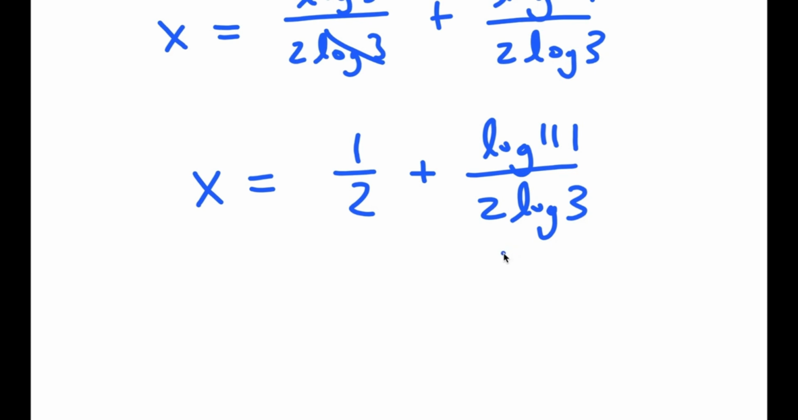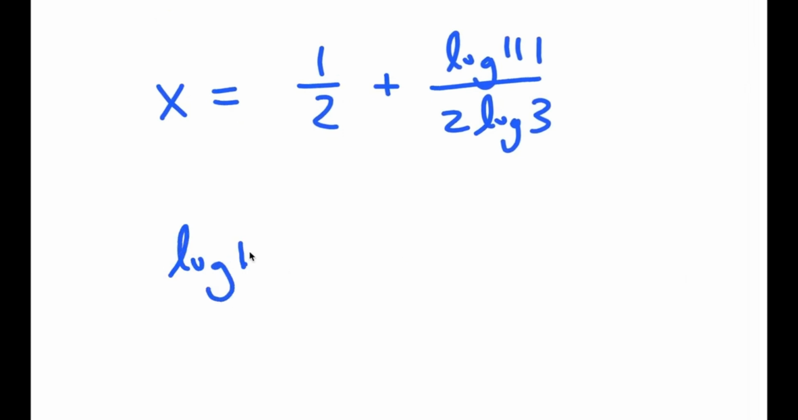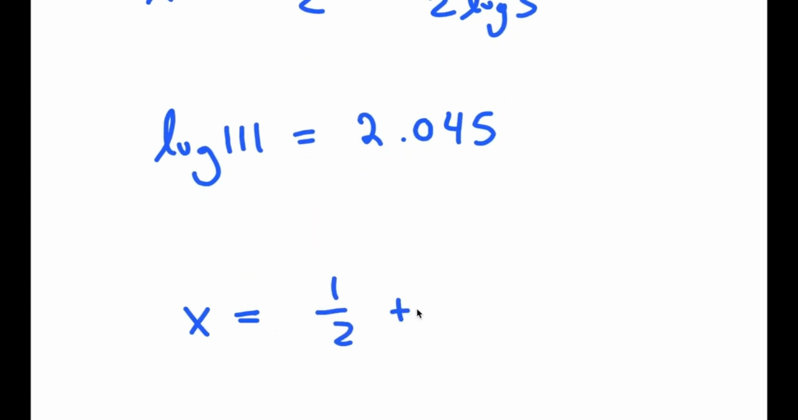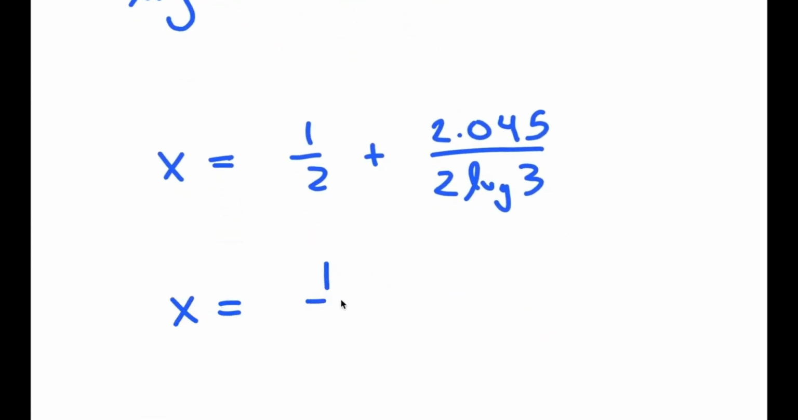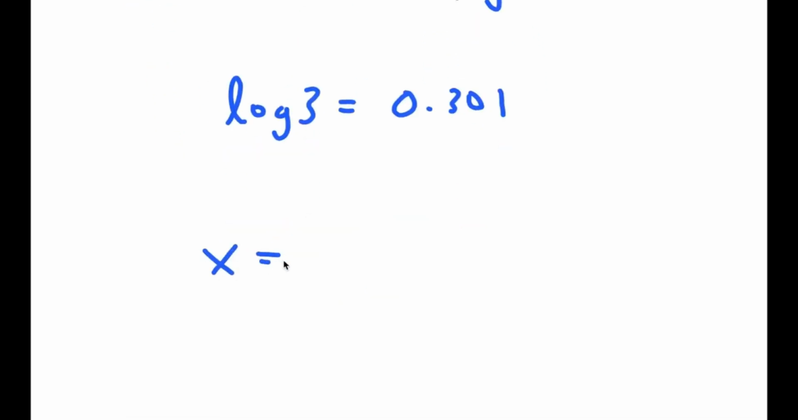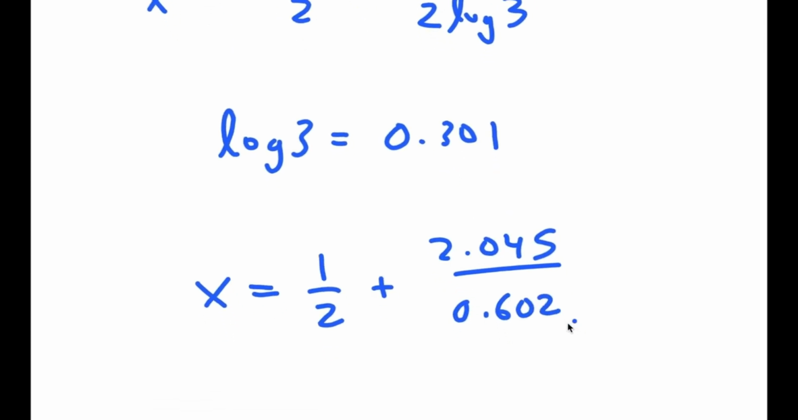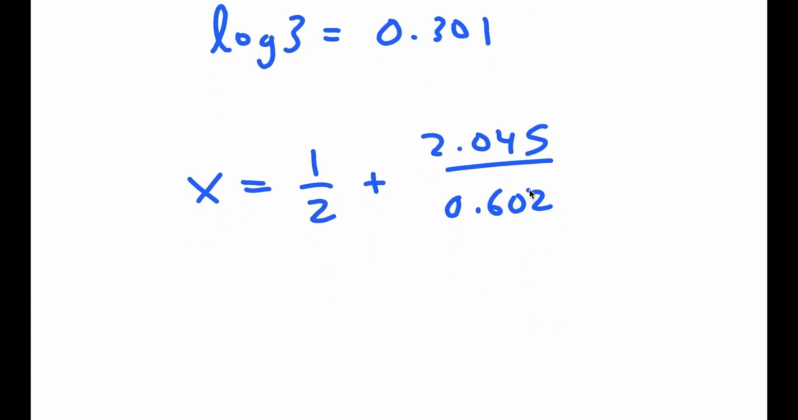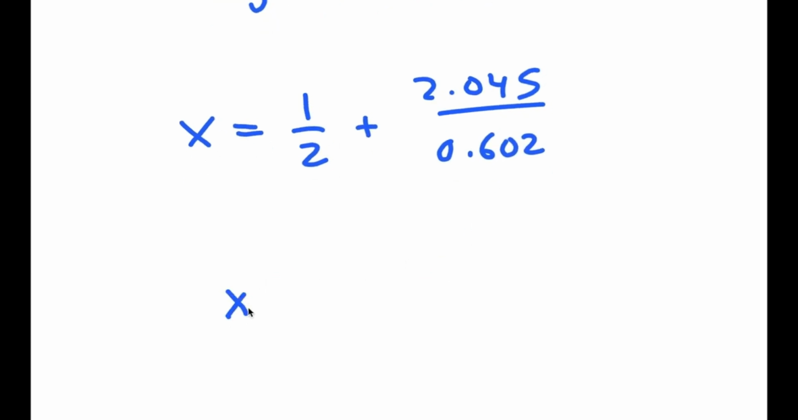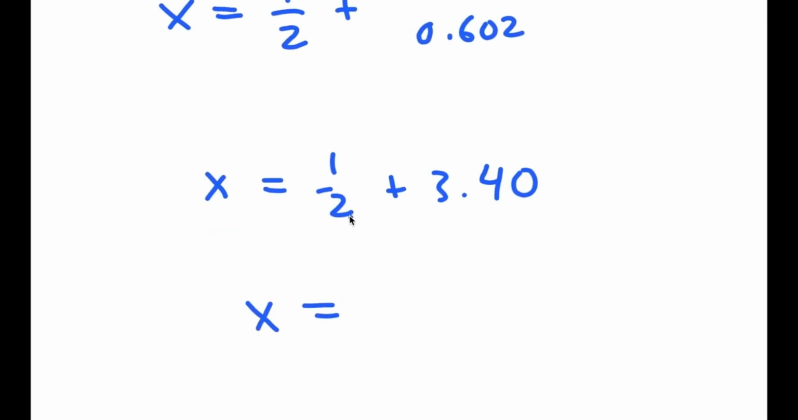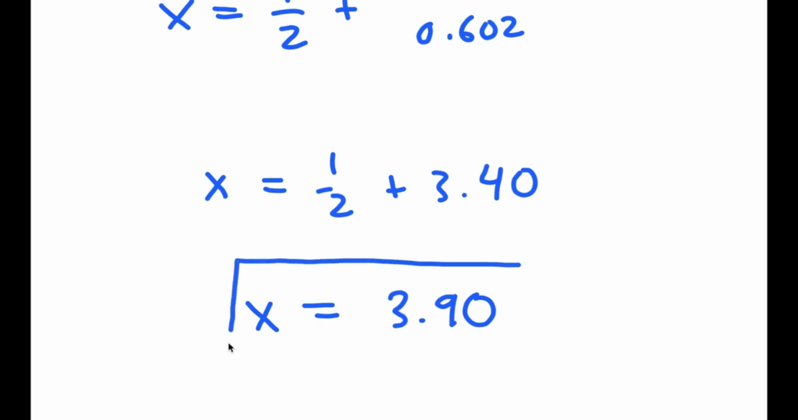So now log of 111 is equal to 2.045. So I get x is equal to 1/2 plus 2.045 over 2 times log 3. And log 3 now is equal to 0.301. So I get x is equal to 1/2 plus 2.045 over 2 times 0.301, which is 0.602. So now log of 111, which is 2.05, divided by 0.602 is equal to 3.397, which is the same thing as 3.40. So if I add 1/2 to this, I get 3.90 as my solution.